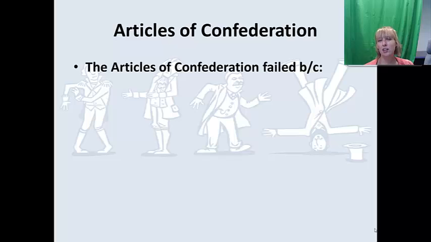So why didn't the Articles of Confederation work? Well, I hinted at it a little bit when I talked about the 9 of 13 to pass thing. But there are a few other things. One, there was no power to tax, and the states had just finished fighting a war. Wars are expensive. They've always been expensive. They will always be expensive.